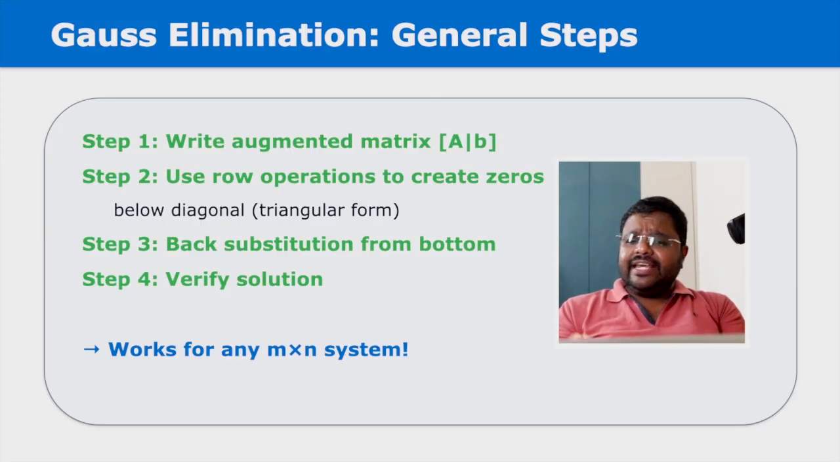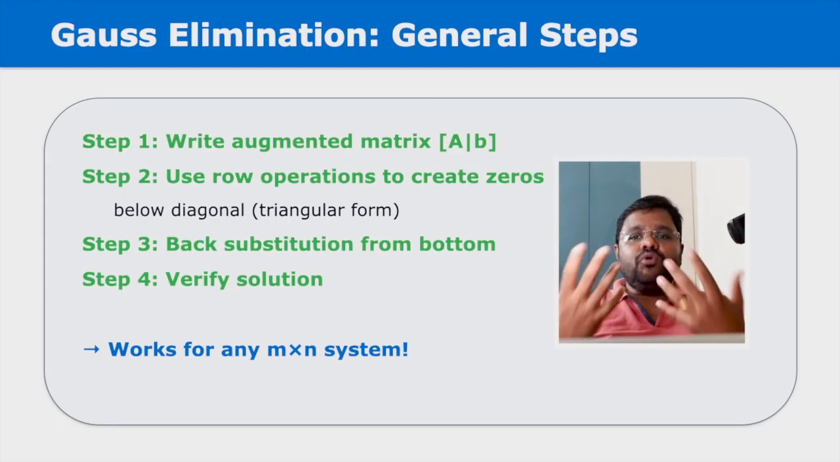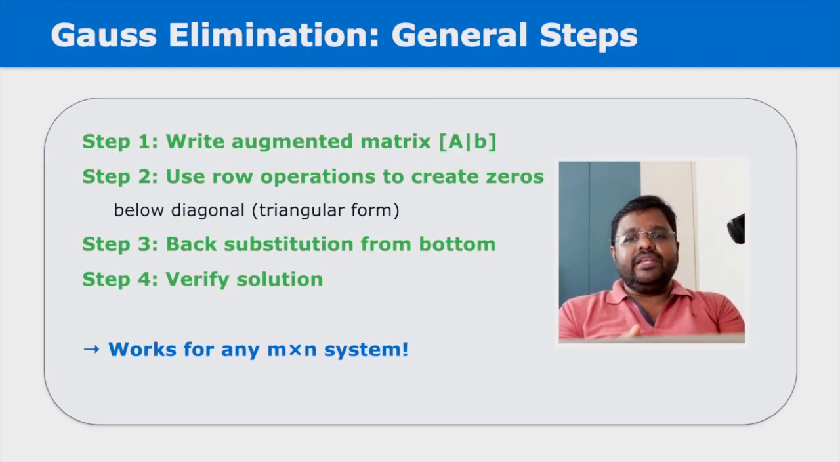We can do the same set of operations even if there is an m by n system. That means even if there are more equations and more variables, we can actually work this process.